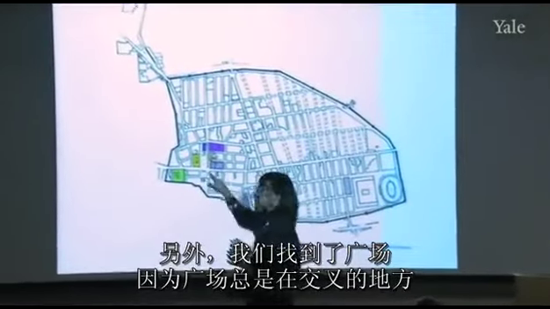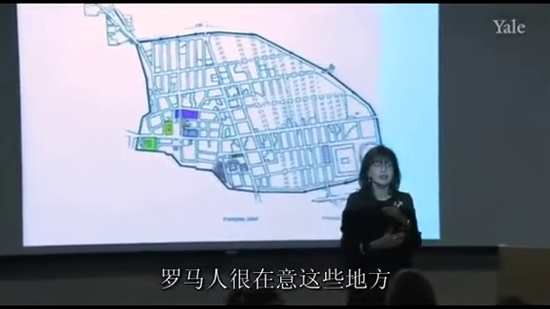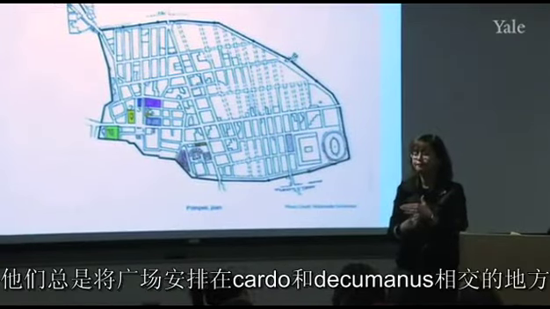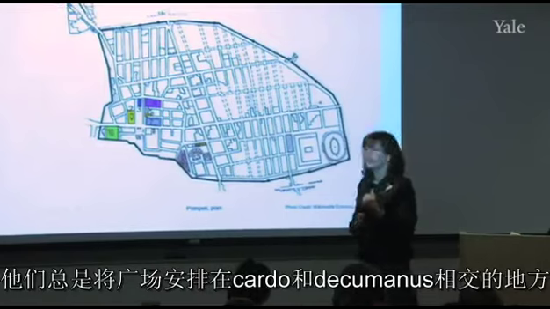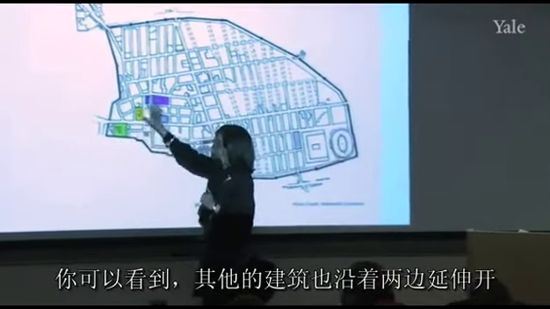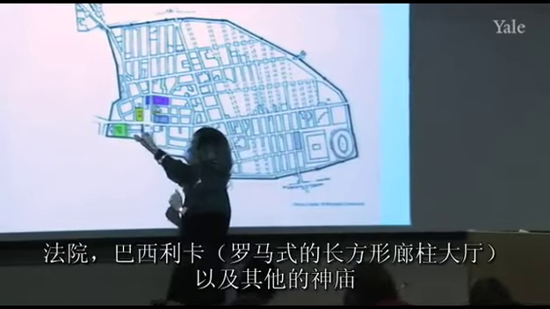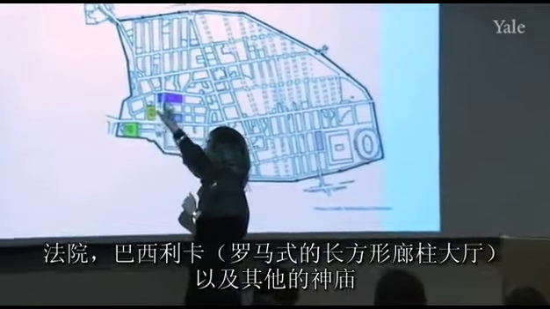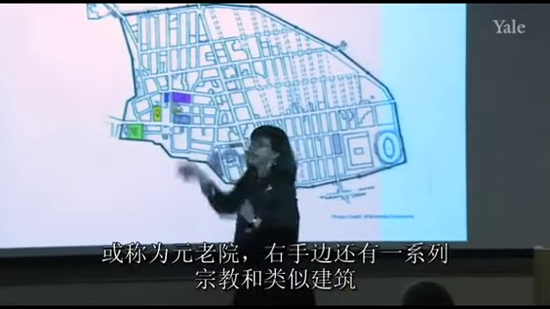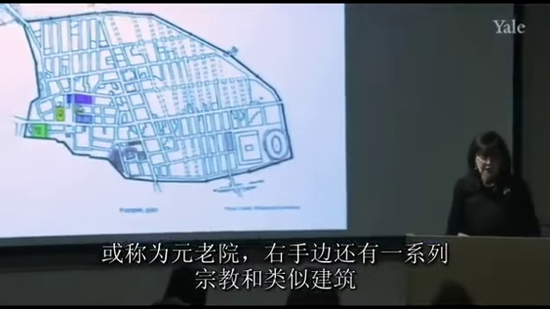At 3, we find the Forum, because the Forum is always at the intersection. The Romans were very careful about this sort of thing, and tried to put their Forum right at the intersection of the Cardo and the Decumanus. You see that here. And then you see a lot of other buildings splayed off to either side: the law court or basilica, a temple here, the main temple of Jupiter, the Senate House or Curia, and a series of other religious and comparable structures on the right-hand side.